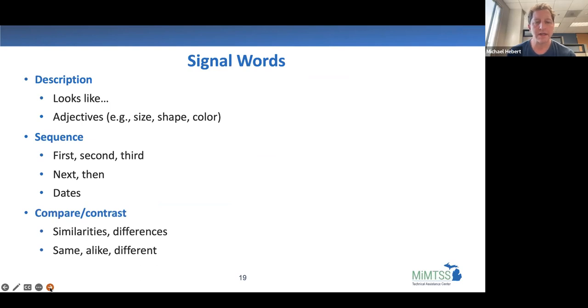Compare contrast, on the other hand, might use things like similarities and differences, or these things are the same in this way, or they're alike, or they're different, or they both have this characteristic, or one difference is this, right? So signal words can signal that you're comparing or contrasting.